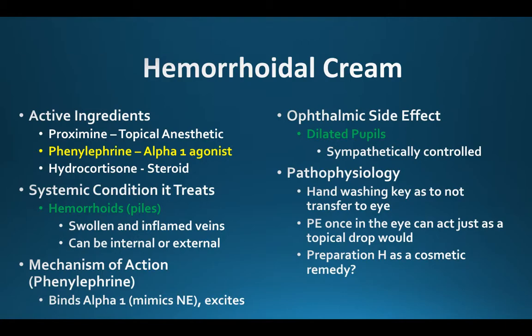Now, the one that we're concerned about is phenylephrine. It binds alpha-1 receptors to increase sympathetic tone. Pramoxine decreases the neuronal membrane's permeability to sodium ions. That can reduce the action potentials and lengthen refractory periods for the pain. And hydrocortisone inhibits release of arachidonic acid and reduces COX-2, both important in the inflammatory cascades. The ophthalmic side effect it can show up as is dilated pupils.